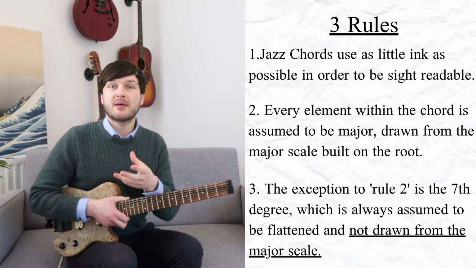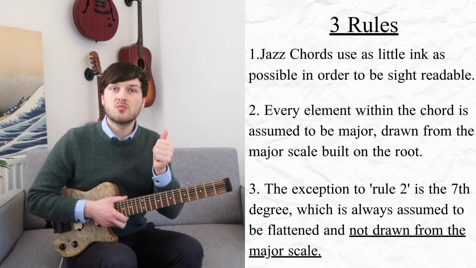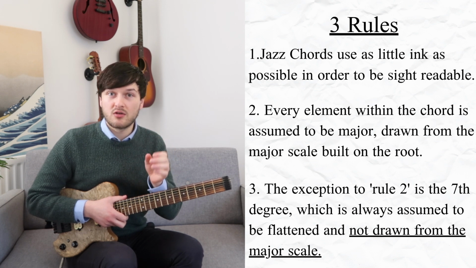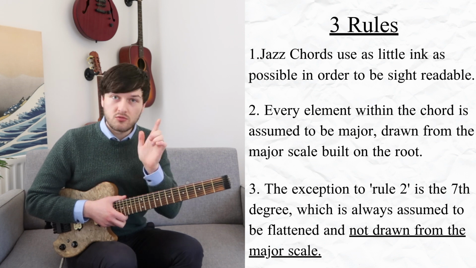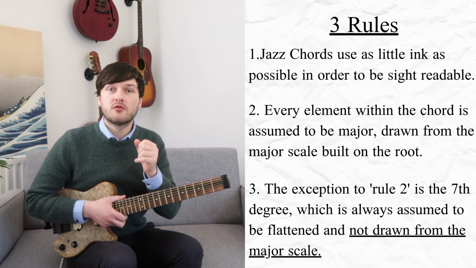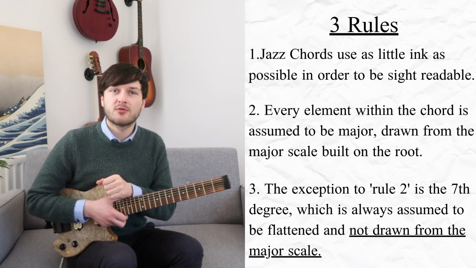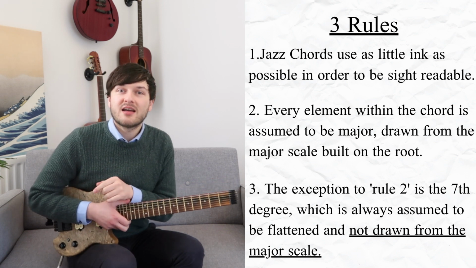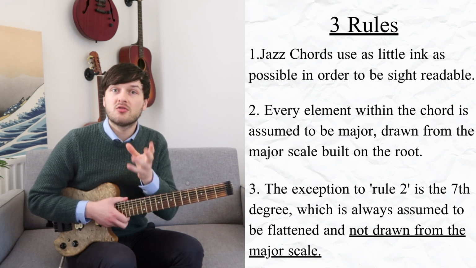Now we're going to keep referring back to those assumptions throughout the rest of this video. So just to recap, rule 1 is that if it's included in the chord symbol, it's because it's important. We only use as much ink as is necessary to write a chord. Rule 2, everything in that chord is assumed to be drawn from the major scale built on that chord's root. We'll talk about what a root is in a moment. And rule 3 is there's one exception to rule number 2, and that is the number 7. If you see a 7, it is assumed to be flattened.